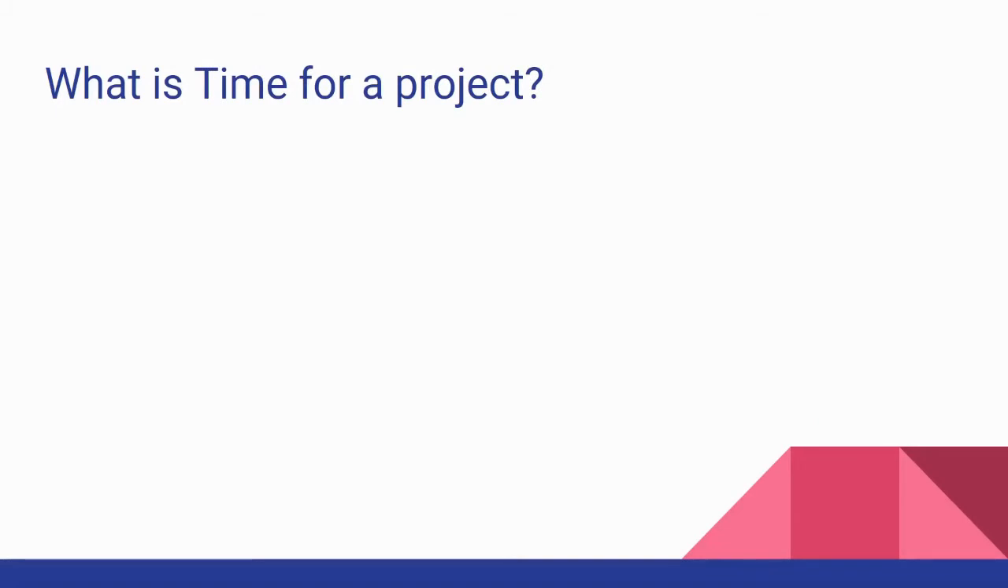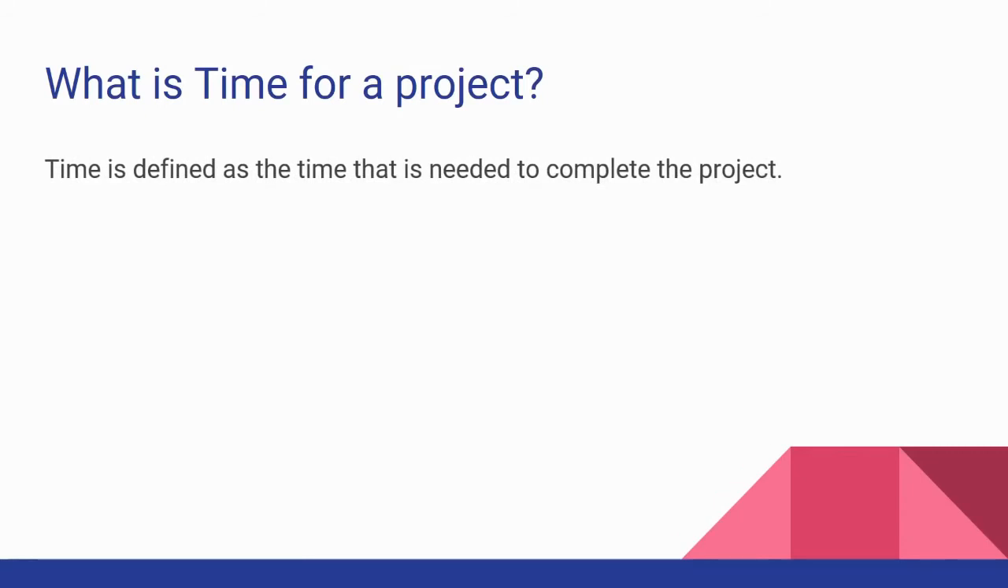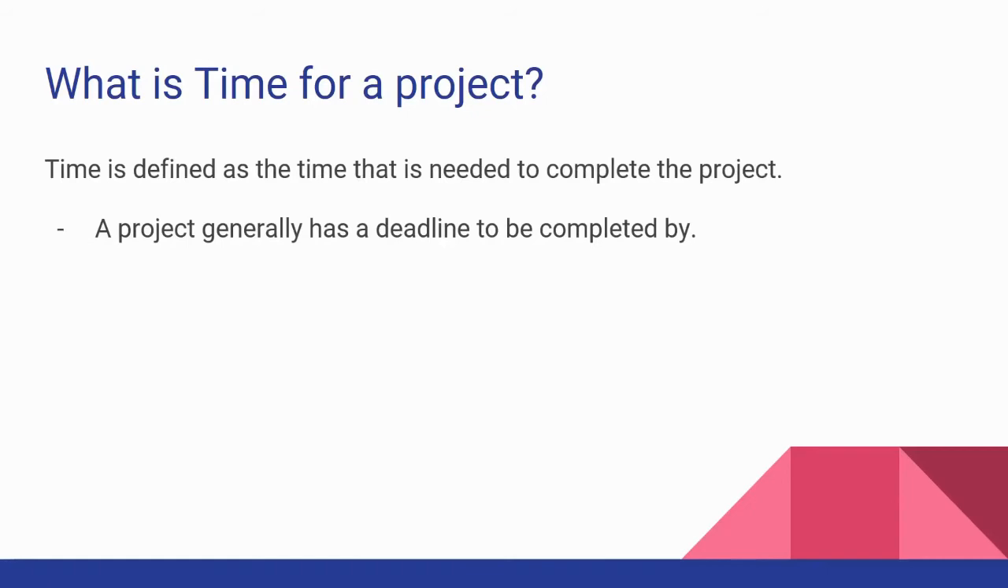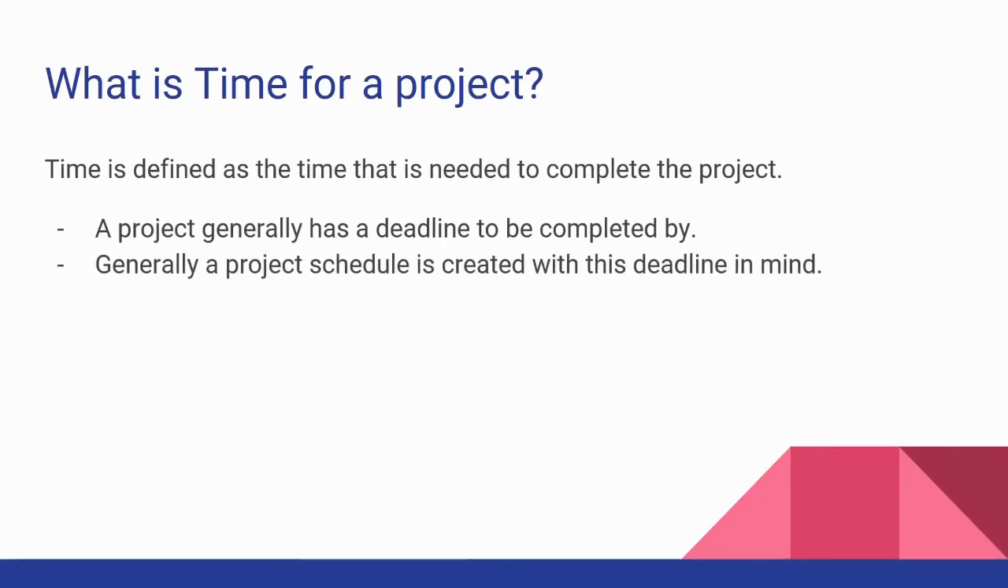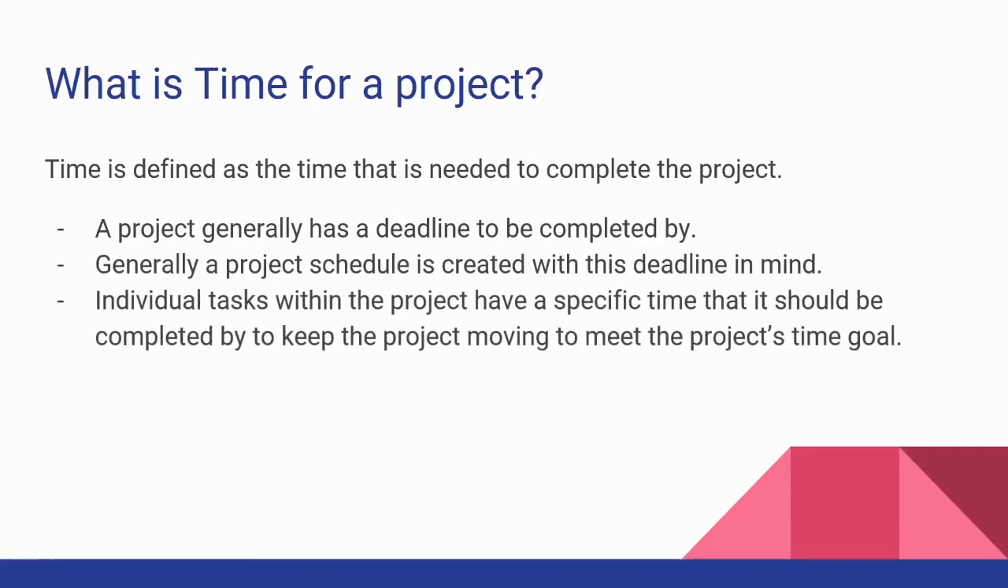The next constraint is time. What is time for a project? Time is defined as the time that is needed to complete the project. A project generally has a deadline that it needs to be completed by. Generally, a project schedule is created with this deadline in mind. Individual tasks within the project have a specific time that they should be completed by to keep the project moving to meet the project's time goal.